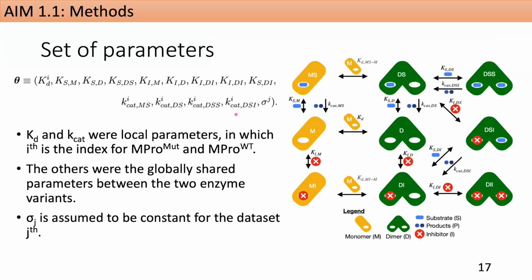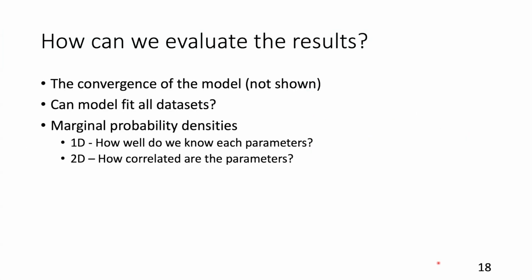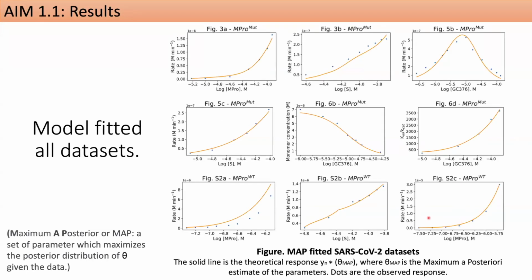So all the parameters that we deal with are the parameters I mentioned. There's also an experimental noise parameter, and we said that we fit to data of MPRO mutant and wild type at the same time, but some of these parameters are shared between the enzyme variants and some of them are distinct to the mutant or the wild type. And then we fit this model to data, and we saw whether it could fit all the data sets. It did fit all the data, just like when we did the nonlinear regression.